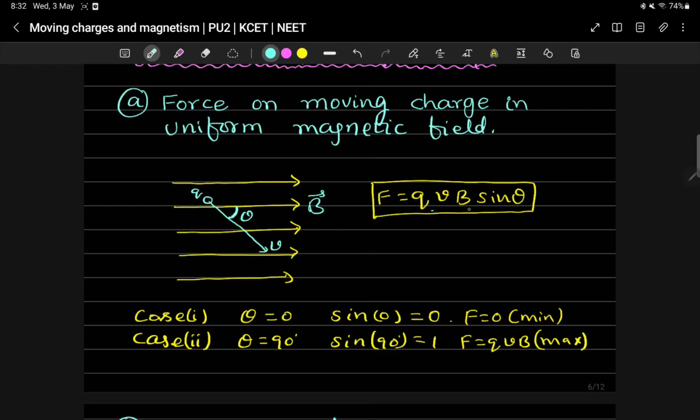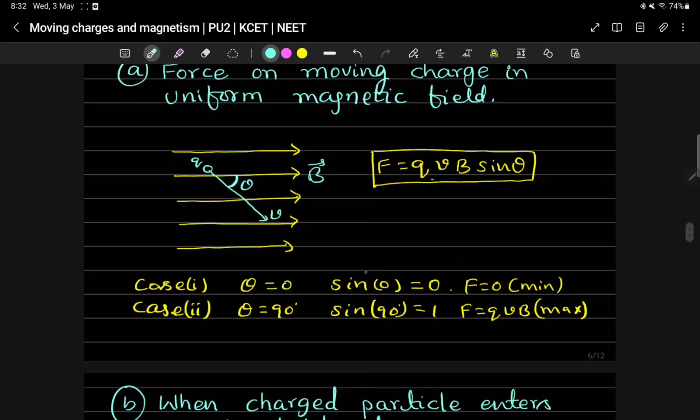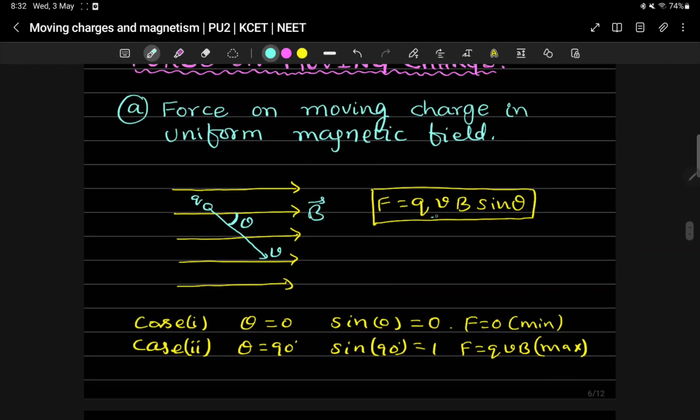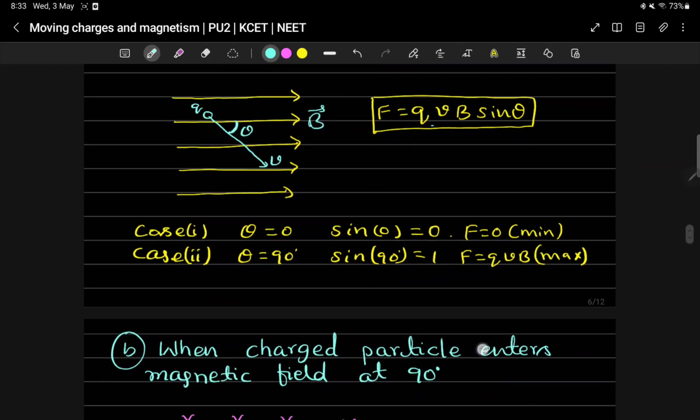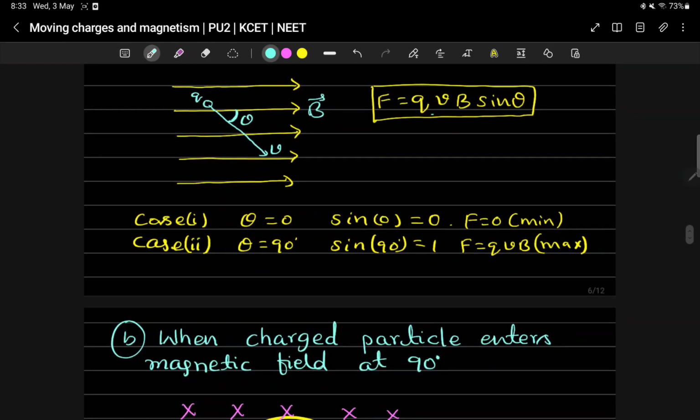So here F is equal to Q V B sin θ. That you already know. Here Q is the charge moving with velocity V in this particular direction, making an angle θ with the magnetic field. Then the force experienced by it is given by this, and for the direction of force, you can make use of the Lorentz force formula. Or see, if this is the direction of the magnetic field, the force will be perpendicular to it. So Fleming's left hand rule you can make use of to find the direction of force here.